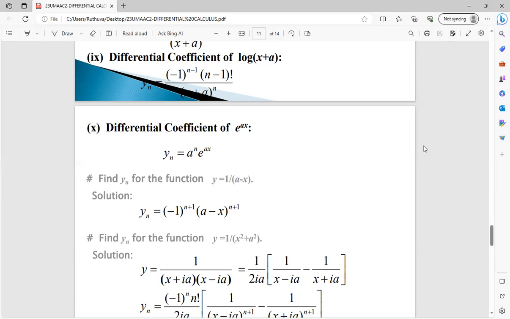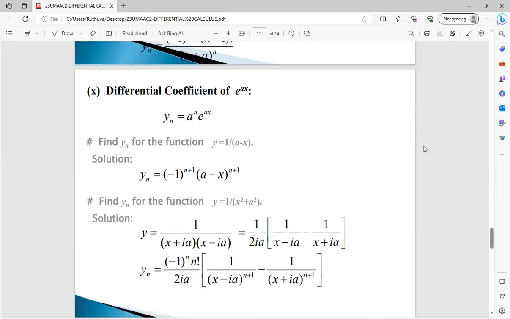Next, find y_n for the function y equals 1/(a-x). Solution: using the above formula, we get (-1)^(n+1) (a-x)^(n-1)... Okay, next, see the second problem.